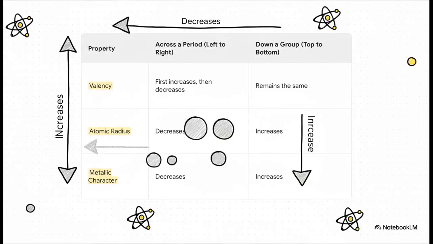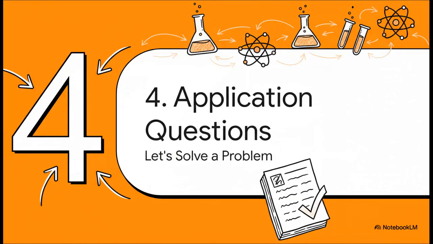That's it. Okay, this slide right here is your secret weapon for the exam. This is a perfect summary for revision. Go ahead and screenshot this. It's your key to solving any trend-based question they throw at you. Notice how valency changes across a period, but stays the same down a group. See how the atom size actually shrinks as you go left to right? These patterns are everything.